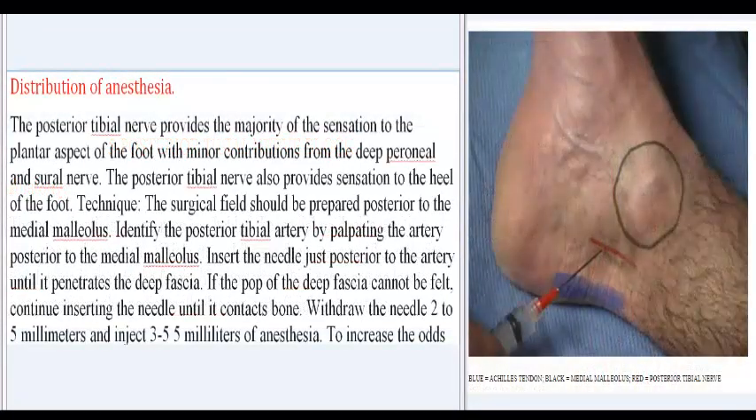Distribution of anesthesia. The posterior tibial nerve provides the majority of the sensation to the plantar aspect of the foot with minor contributions from the deep peroneal and sural nerve. The posterior tibial nerve also provides sensation to the heel of the foot. Technique. The surgical field should be prepared posterior to the medial malleolus. Identify the posterior tibial artery by palpating the artery posterior to the medial malleolus.